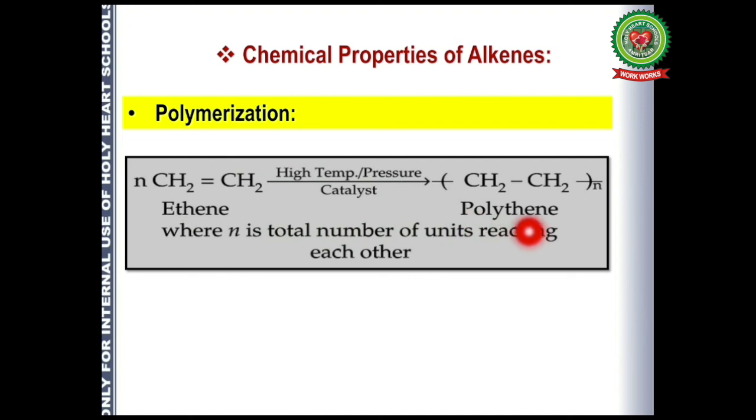polyethene. Okay, so the formula becomes CH2-CH2, n times. The number of units that we have taken initially will be added up, and this will give rise to a polymer formation, that is polythene, the polythene bags that we normally use.